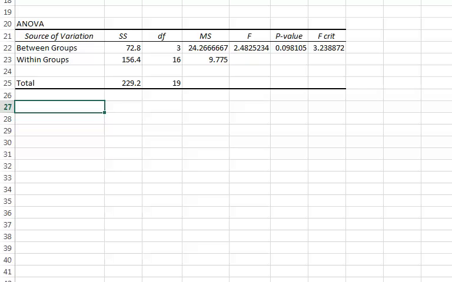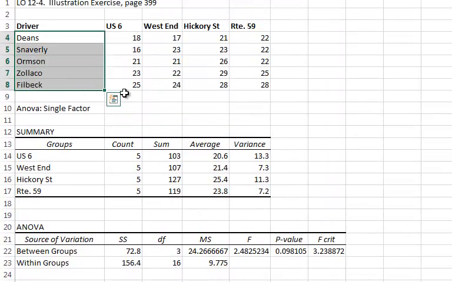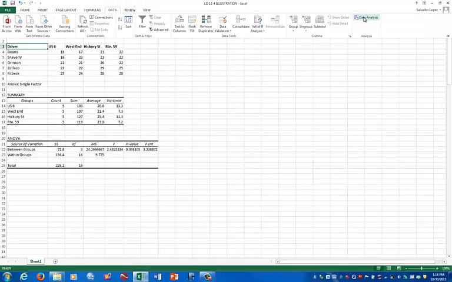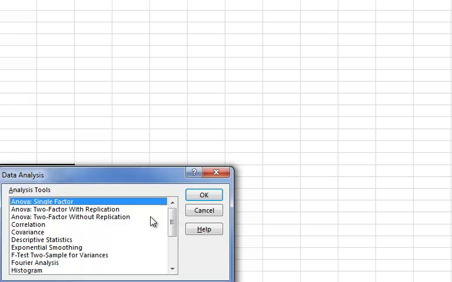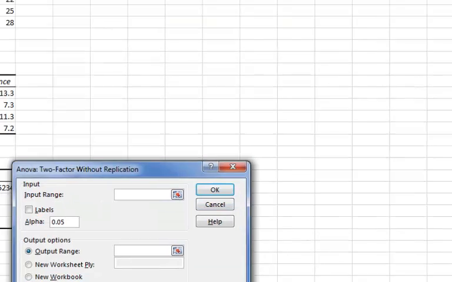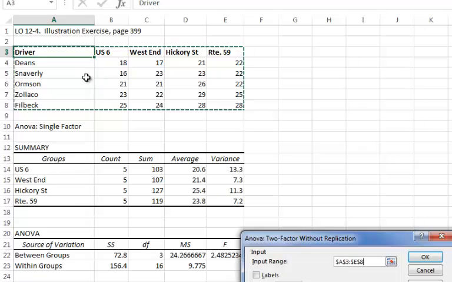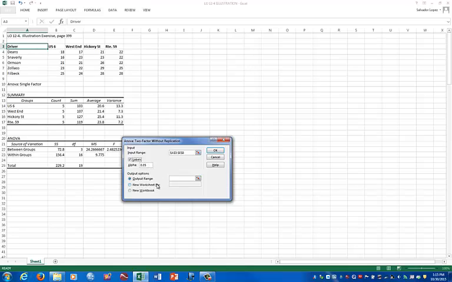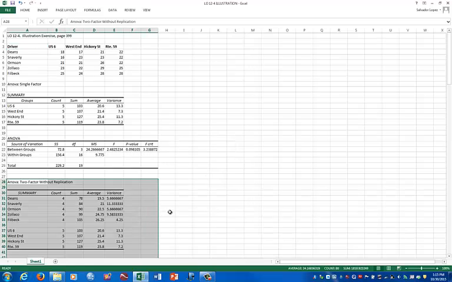Now here we need to introduce another variable, the drivers, also driving across these different 4 routes. So we need to now run what is called in the data analysis sequence, ANOVA 2-factor without replication. Click OK. Now input the range and cover everything including the labels. Check labels. The alpha is 0.05 as indicated in the instructions and the output range. You click inside the cell, and that's where you obtain the results.